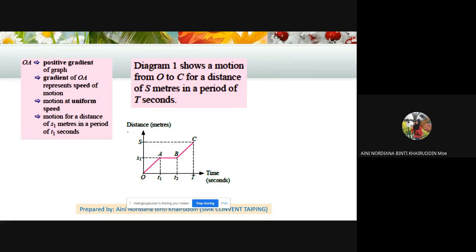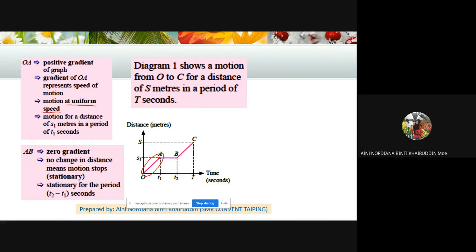Okay, again. OA, this is positive gradient, so represent speed. Motion at uniform speed. Uniform speed mean speed yang sama je. Okay. For a motion, a distance of S1, and T1 second.